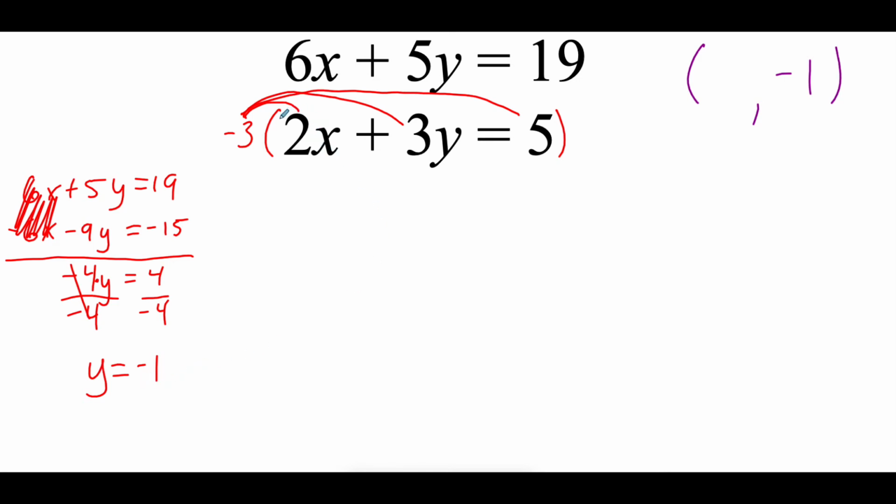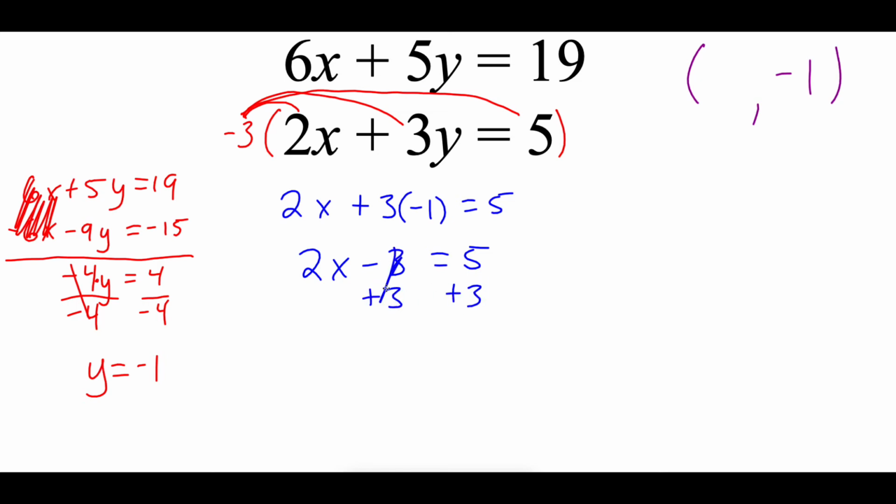I think it's going to be easiest to work with this bottom equation here since it has the smallest numbers in it. So we're plugging in that negative 1 for the y value. We're going to get 2x plus 3 times negative 1 equals 5. Well, 3 times negative 1 is negative 3, so this is going to say 2x minus 3 equals 5. To get rid of that minus 3, we're going to have to add 3 on both sides of our equation. So then we're going to have 2x equals 8.